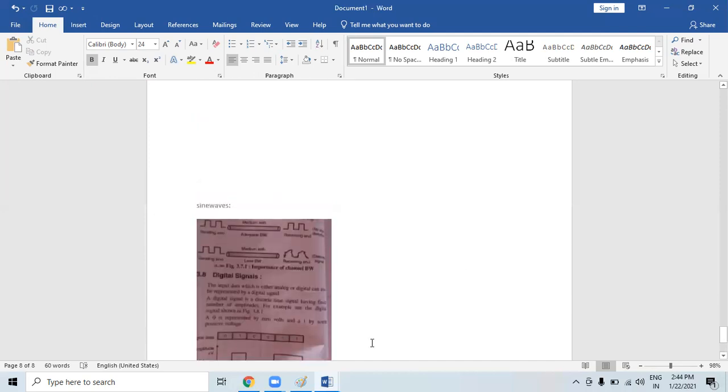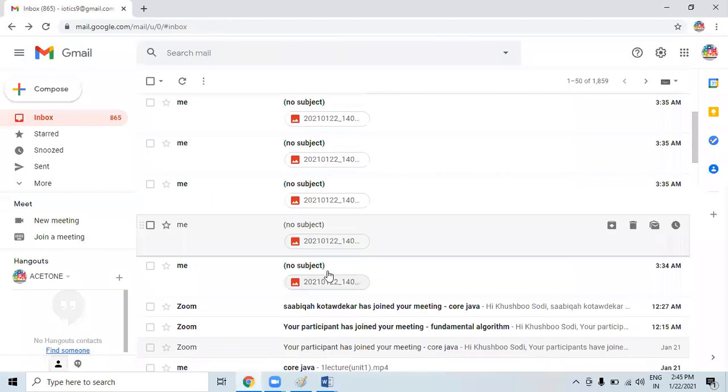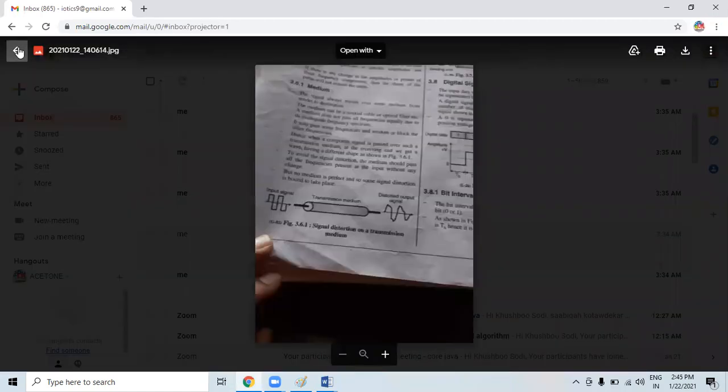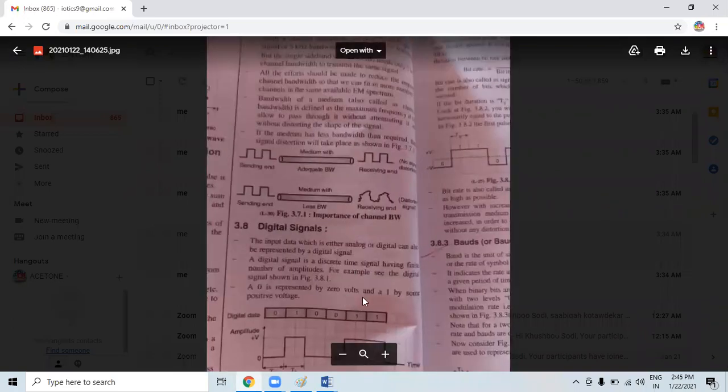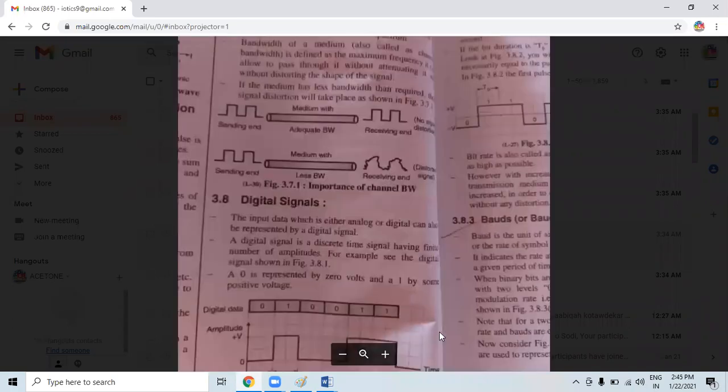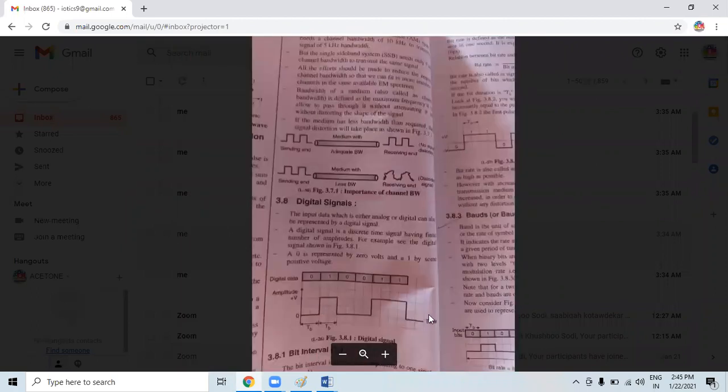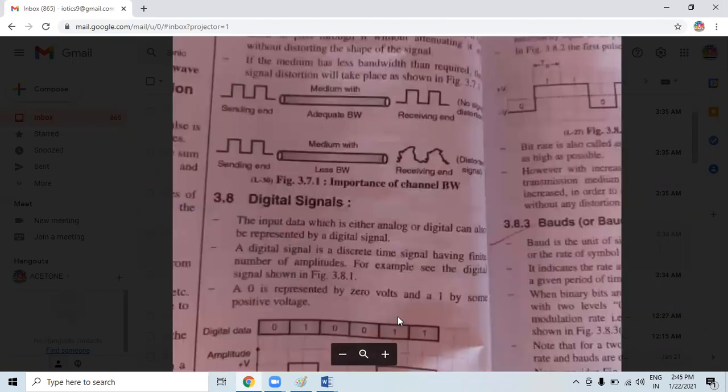In digital signals, let's see this figure. This is your digital signal. Here the input data is analog to digital, and a digital signal is a discrete time signal, which we already discussed. Here in the digital signal, 0 represents zero voltage and 1 represents positive voltage. So the digital signal is 0101.